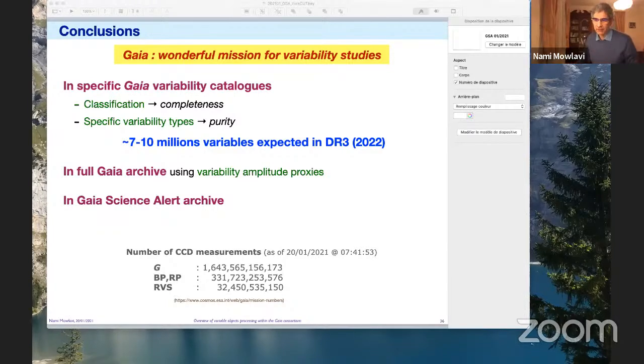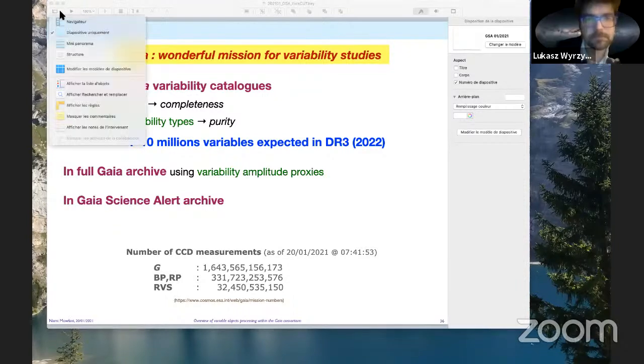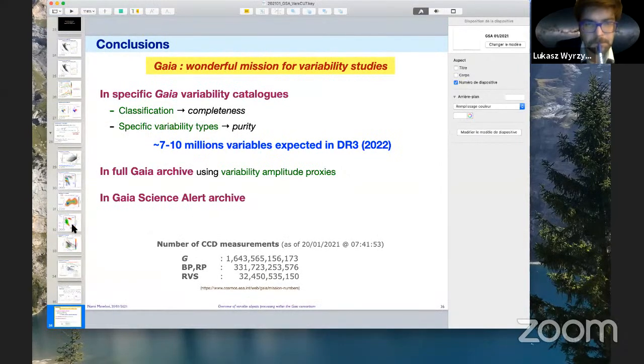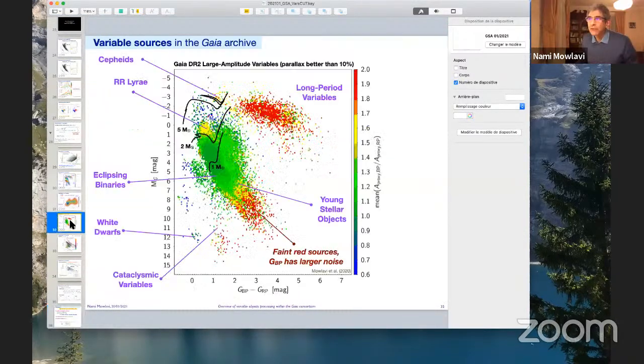Yeah, that's a... Let me see if I can find them back. Do you still see the screen? Yes, we do. Okay. So you are talking about these ones.